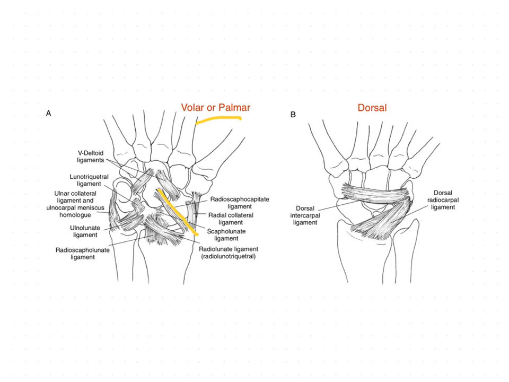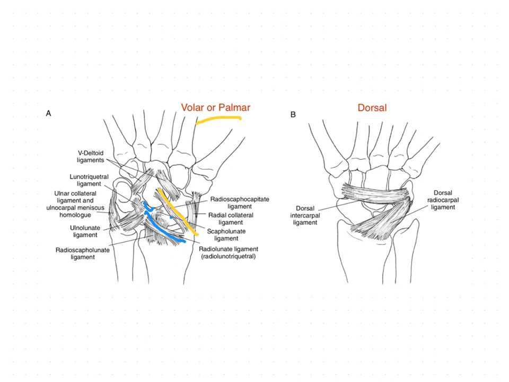So this one is the radiolunate ligament. This is the lunate bone here. So radiolunate ligament. And another ligament is called the radioscapholunate ligament. So another ligament which is attached to the radius, scaphoid as well as the lunate.